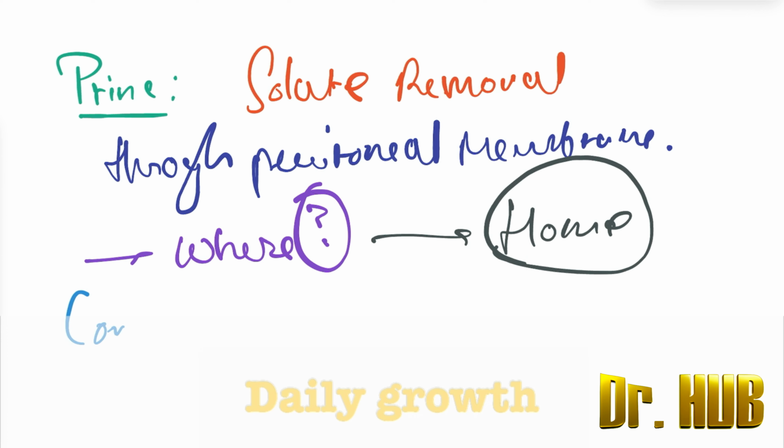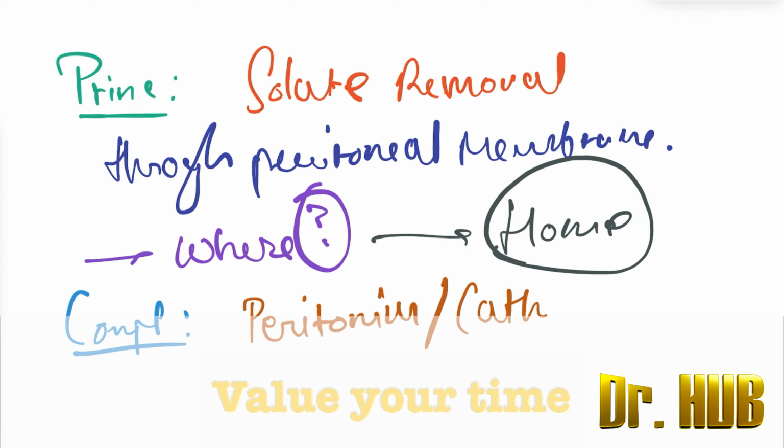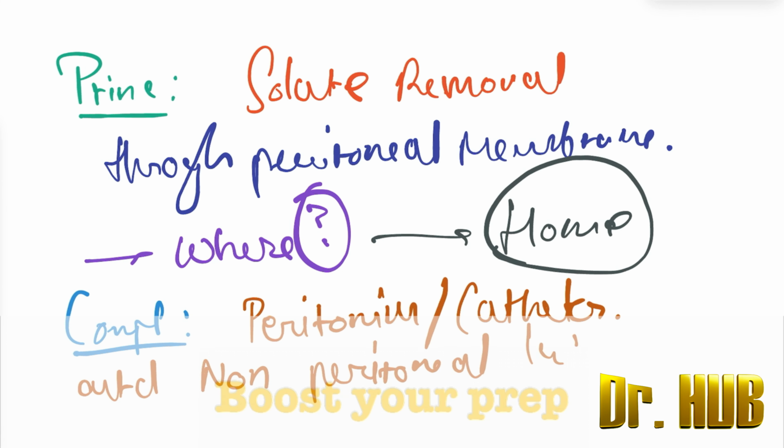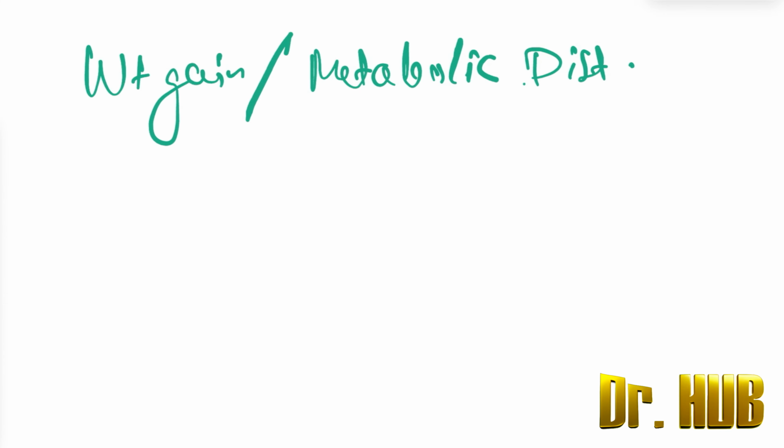Next comes, lastly, the complications. The complications included are peritonitis, and also catheter-associated non-peritoneal infections. So what are the other complications? It can also include weight gain. So the individual can present with weight gain. There can be metabolic disturbances, as well as residual uremia.